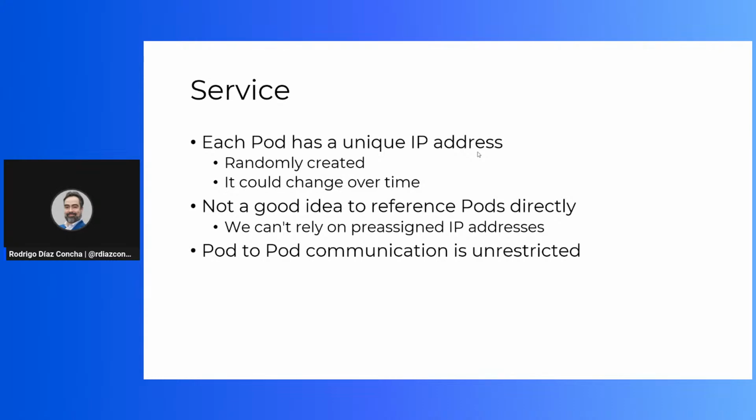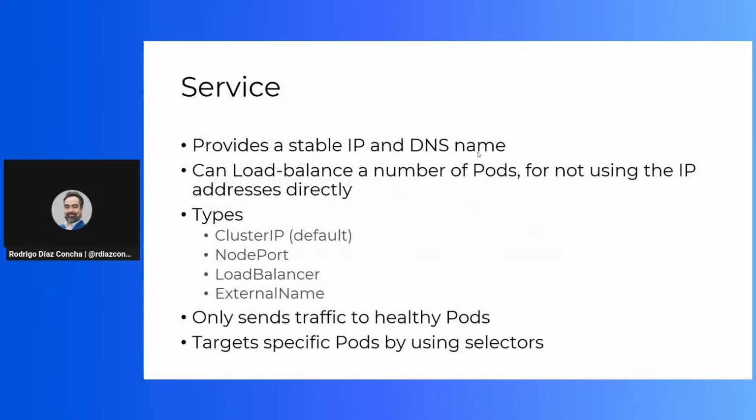So you can't rely on pre-assigned IP addresses. That's why we use services, okay? A service is another kind of object that we can create in a Kubernetes cluster because it provides a stable IP and DNS name. That's actually what we do. If you want to communicate from a pod to another pod, then you use a service instead of direct pod-to-pod communication, okay?